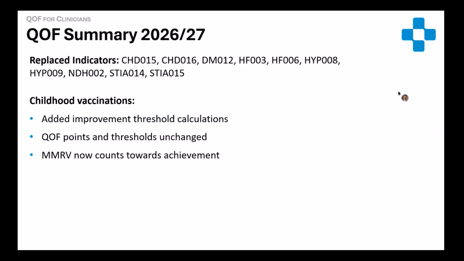Finally, some changes to childhood immunisations. QOF points and thresholds themselves haven't changed, but it's worth noting that you've got the improvement threshold calculations which have now been added. In simple terms, that really just means that practices can potentially earn additional QOF points by improving the vaccination achievement from the previous year, even if you haven't reached the achievement threshold. But the QOF points and thresholds themselves haven't changed. And also MMRV is now included to count towards QOF.